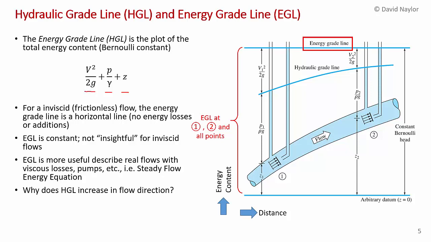Now I'll ask a question. What we're talking about is the hydraulic grade line. Why does the hydraulic grade line here increase in the flow direction? You might want to pause the video at that point and just think about this. I'm going to give the answer in just a second.